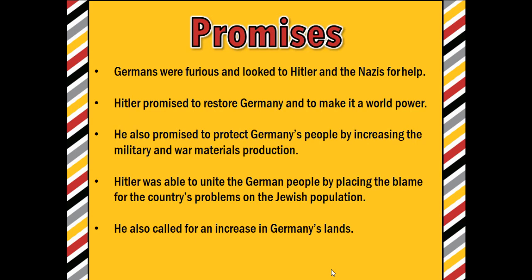Hitler also promised to unite German people by placing the blame for the country's problems on the Jewish population. He also planned to increase German land.